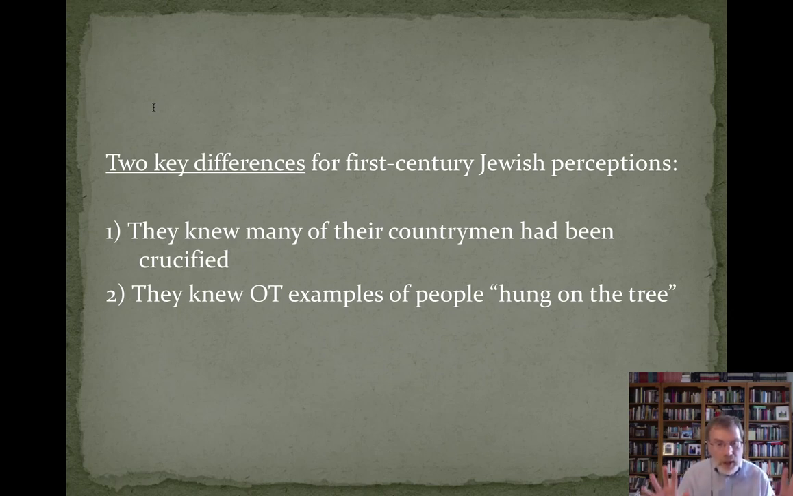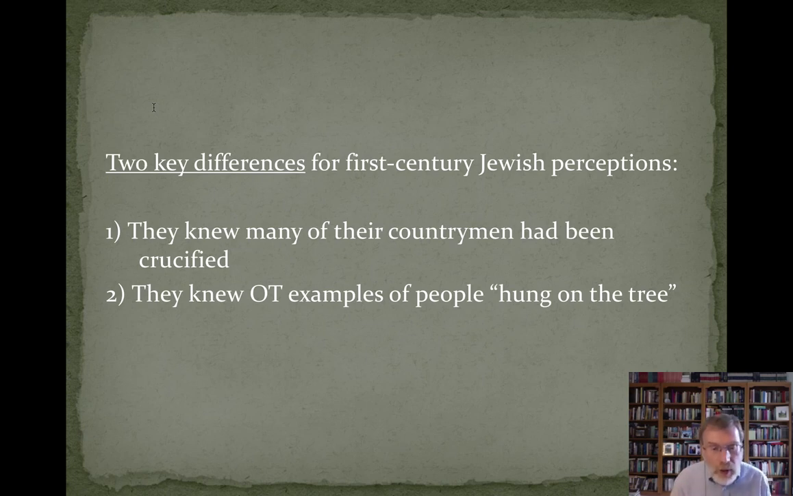On the whole, Jewish people in the first century are experiencing crucifixion much like the Romans do. They see crucifixions going on. They're going to have many of the same perceptions. The same kind of people are going to go to crosses, and it's going to be as horrible a way of dying and shame, and many of these things are going to be in one's mind. But there were two key differences for first century Jewish people.